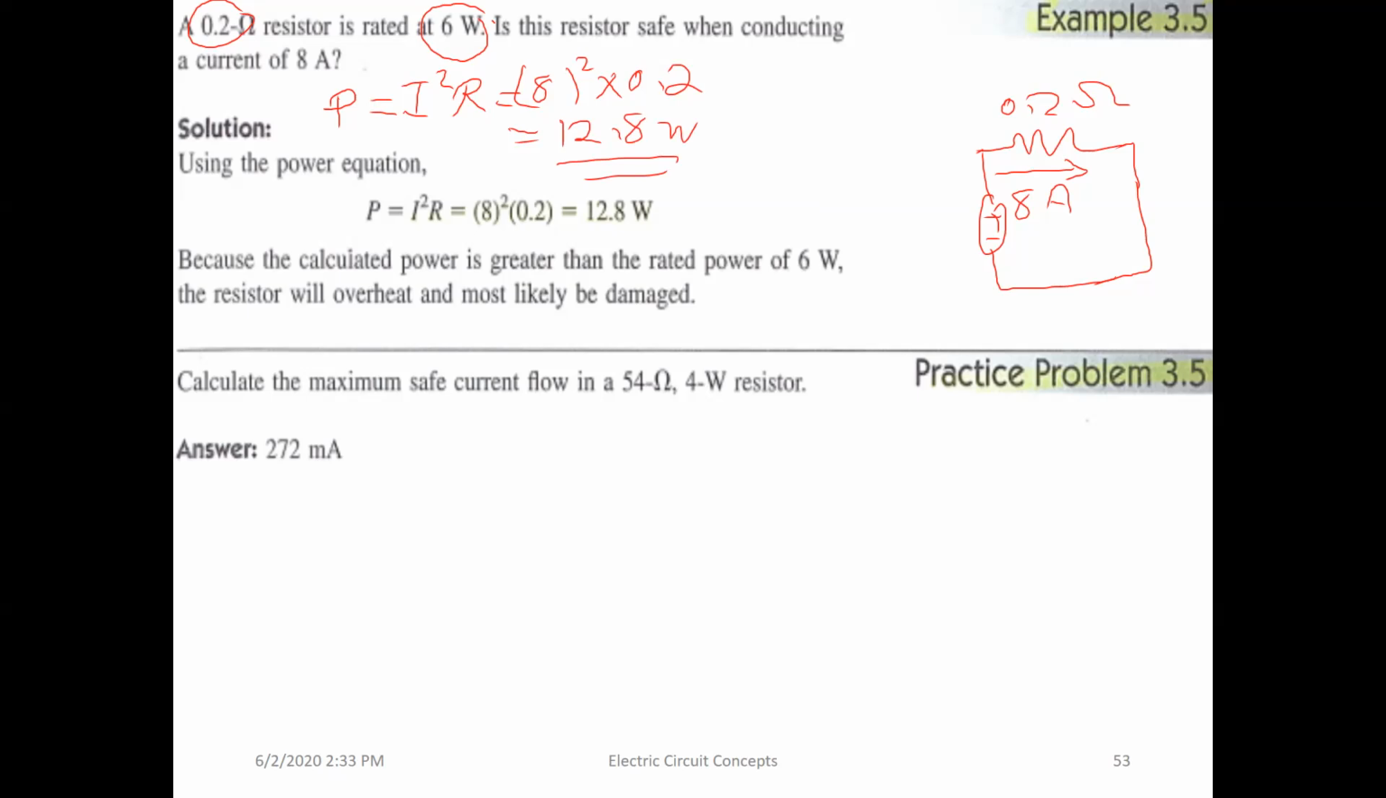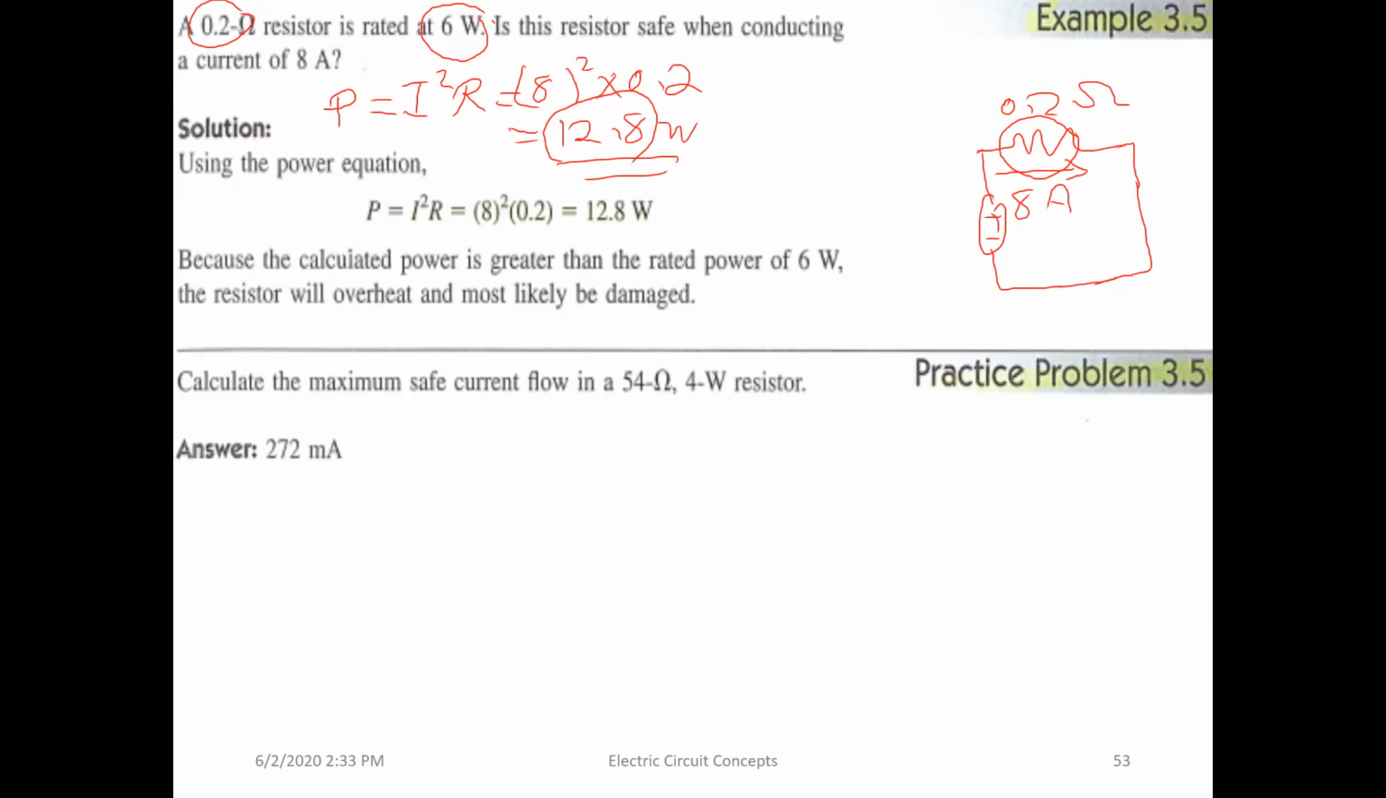Now, if I push too much current through that resistance, then the heat will be equivalent to 12.8, which is almost twice. So immediately this resistance will be on fire. Smoke will come out because the heat will be too much. This resistance cannot handle this amount of current.